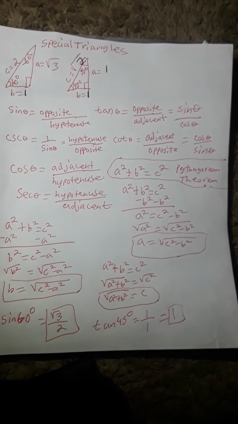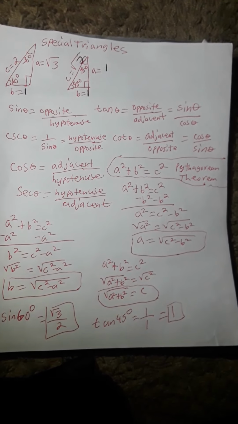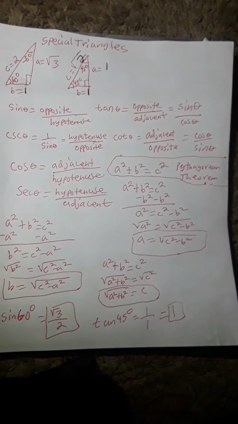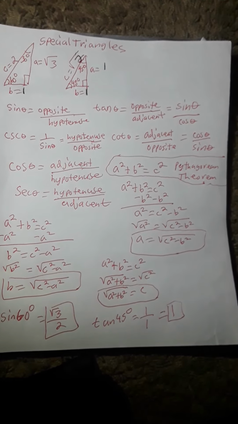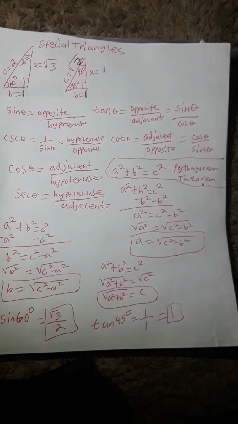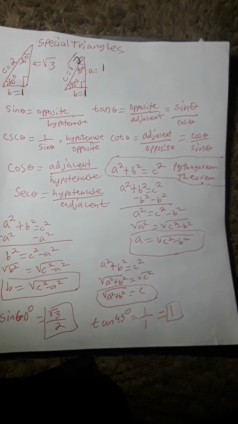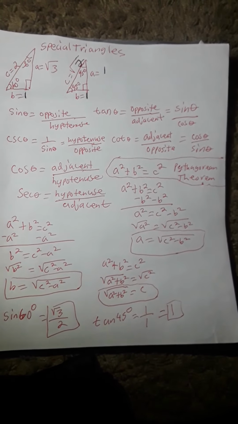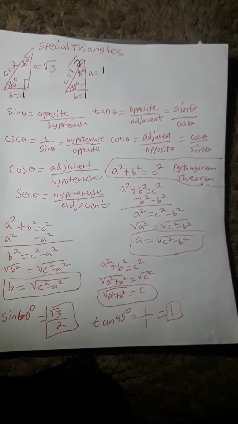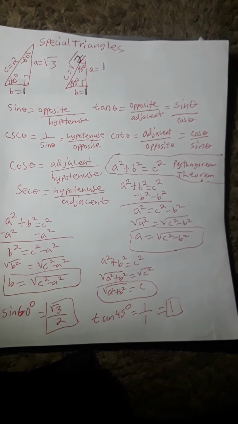Sine theta is equal to opposite over the hypotenuse. Tangent is equal to the opposite over adjacent, and also equal to sine theta divided by cosine theta. Cosecant theta is equal to 1 divided by sine theta, which is equal to the hypotenuse divided by the opposite. Cotangent theta is equal to adjacent over opposite, and it's also equal to cosine theta divided by sine theta.